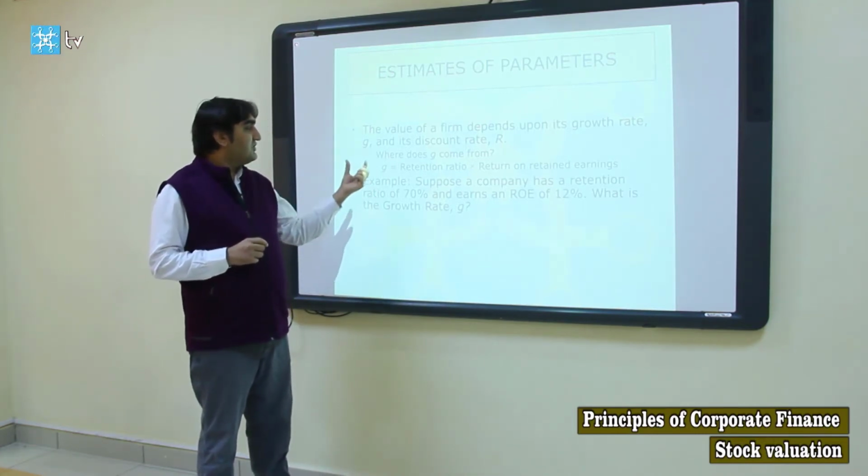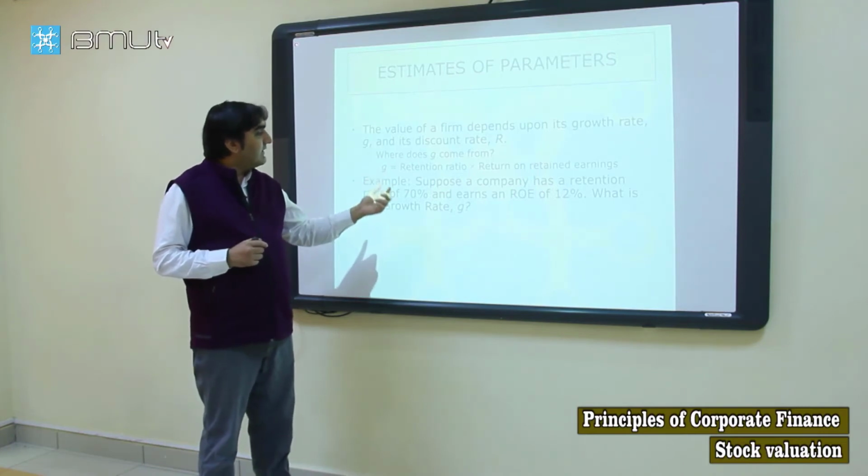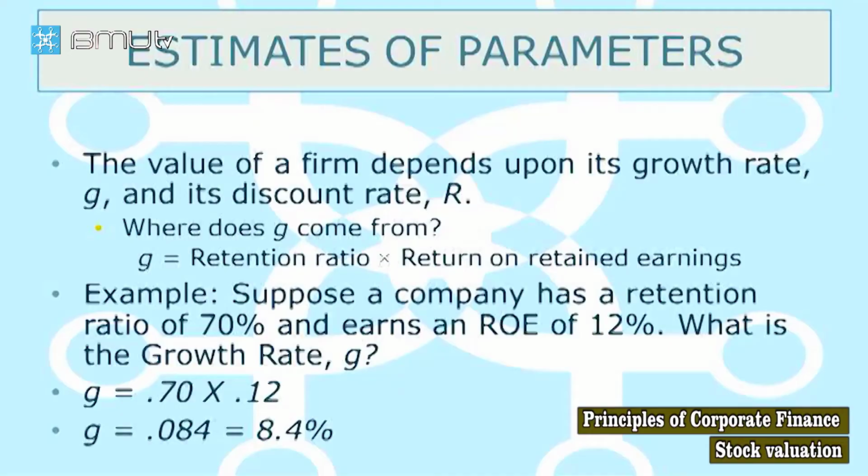Where does g come from? g is calculated as retention ratio times return on equity. Retention ratio is retained earnings divided by net income. That's what part of net income is retained in the company.